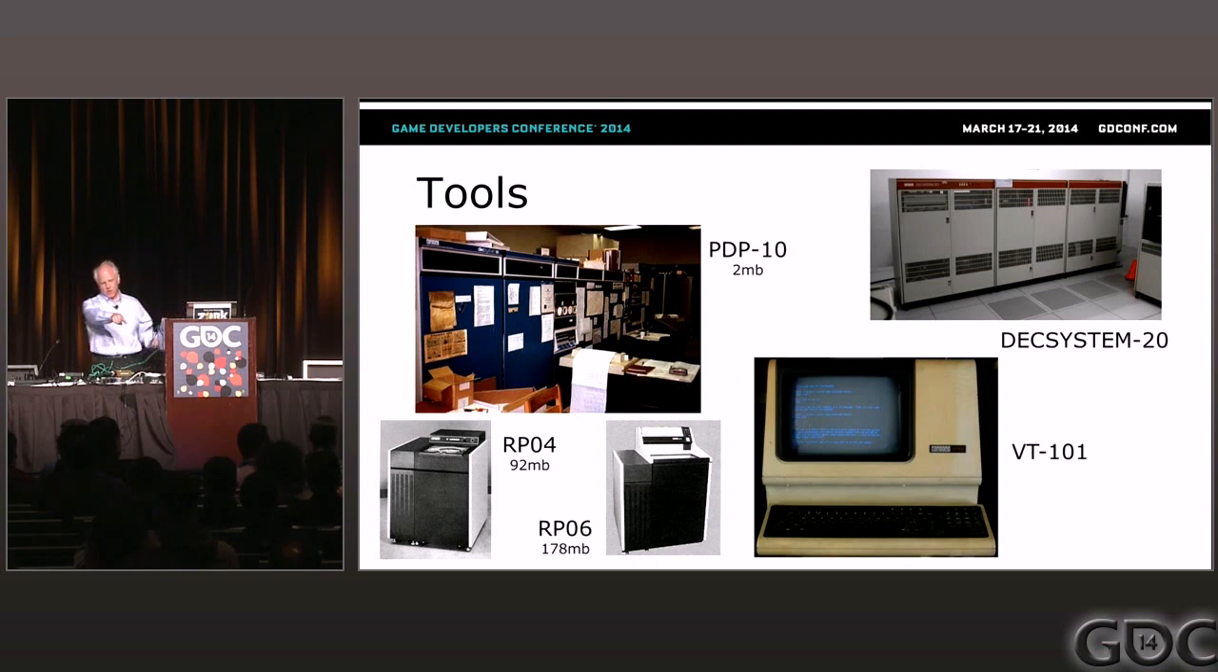Oh, and the thing down in the lower right is a terminal. It actually is about the size of a desktop PC, but it was our terminal to talk to the mainframes. And all of Zork and many of the Infocom games later were developed on those terminals.